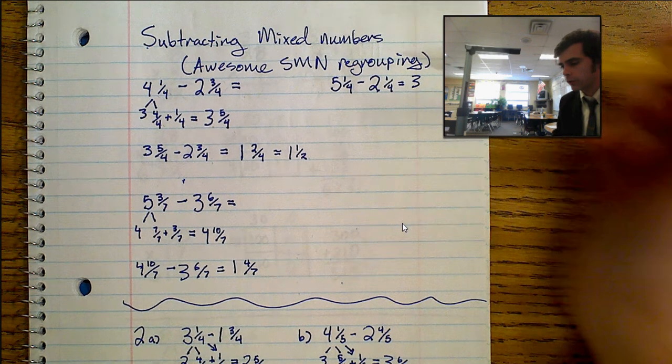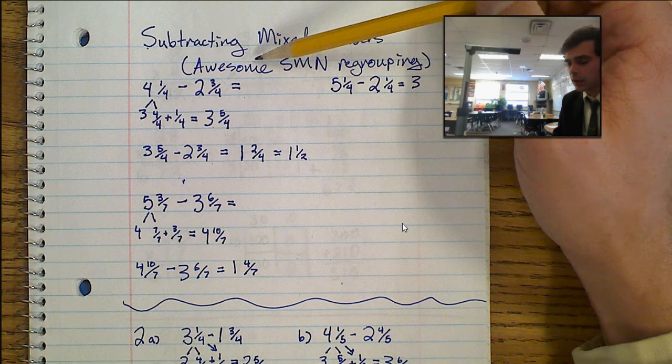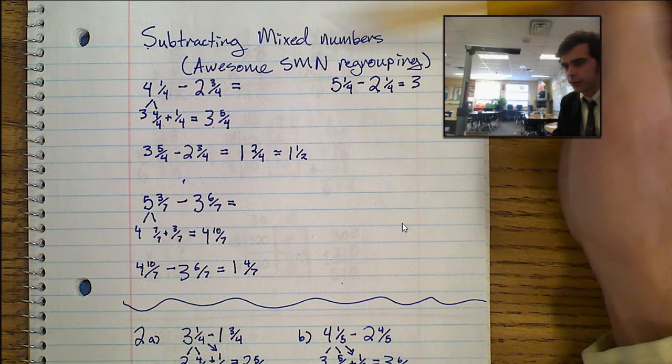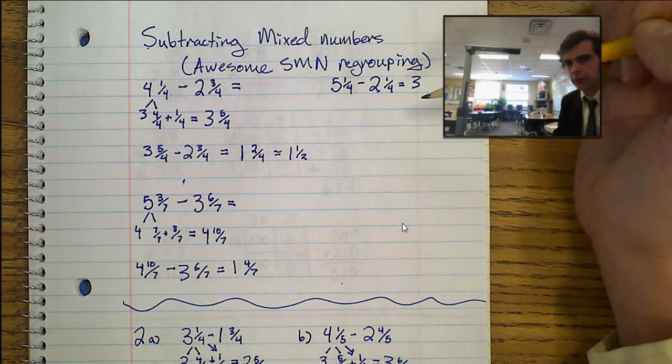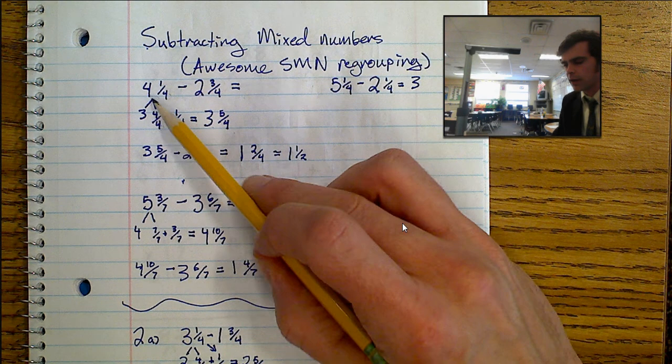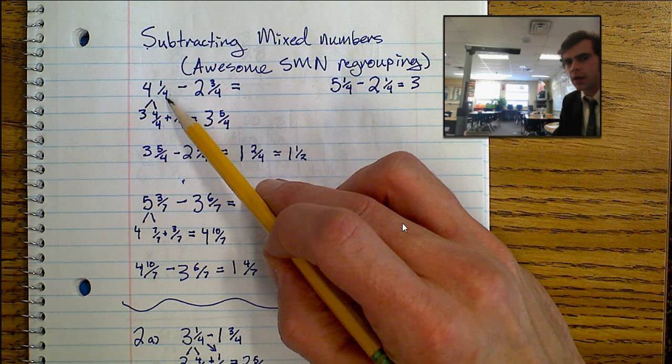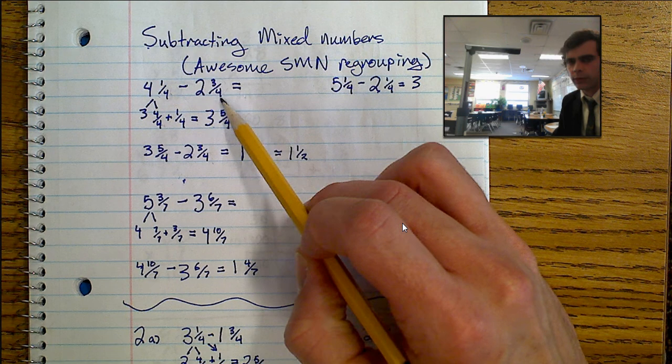So we called this strategy, we came up with this as a class, Awesome SMN Regrouping. SMN stood for subtracting mixed numbers. So let's look at our first example here. Let's say we have a problem of 4 1/4 subtract 2 3/4.